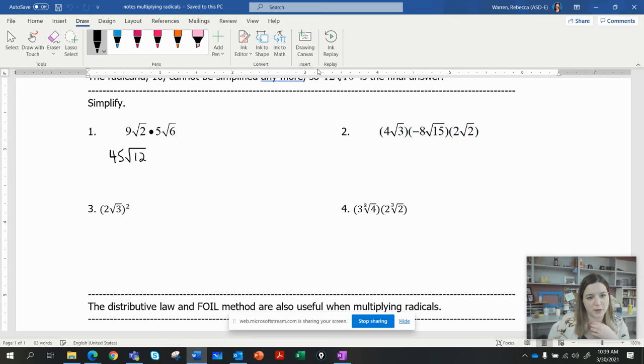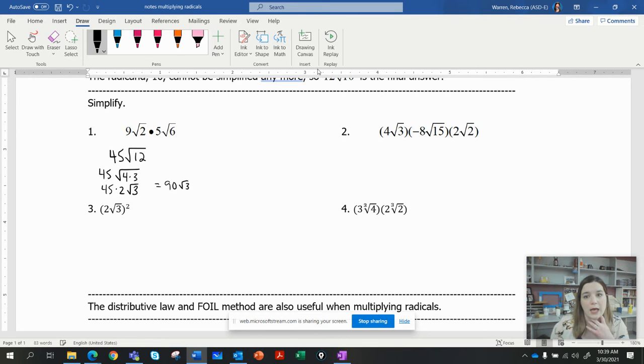Yes. So 45 stays out in front. My radical 12 is going to simplify down to 4 times 3. The square root of 4 is 2, so that's going to come out in front and be multiplied with that 45. Basically, radical 12 simplifies down to 2 radical 3, so that 2 radical 3 needs to be multiplied with that 45. And then again, it's the same principle, right? Only the coefficients get multiplied together, 45 times 2. So this will equal 90 radical 3.